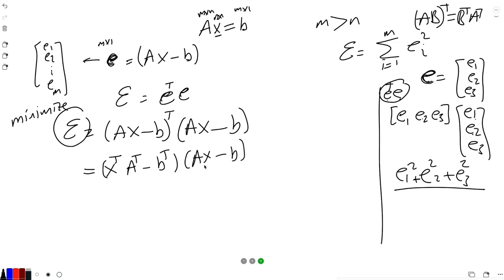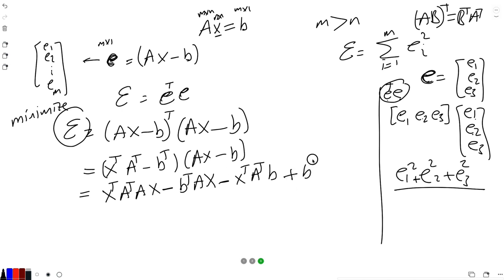Of course, we can make the multiplication one by one. So I will multiply the first term with the first term, so it will be X transpose A transpose. Be careful with the order when you multiply vectors and matrices. So X transpose A transpose times A times X. This is the first element. For the second element, minus B transpose times A times X. Then minus X transpose A transpose times B. And finally plus B transpose times B. This is the error E.